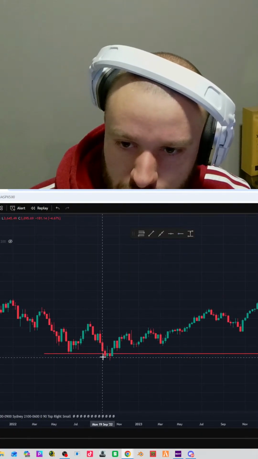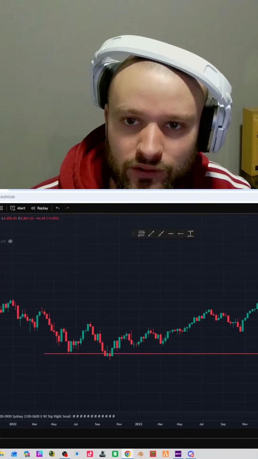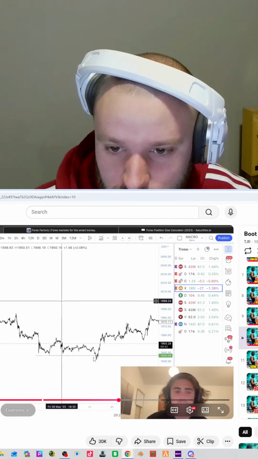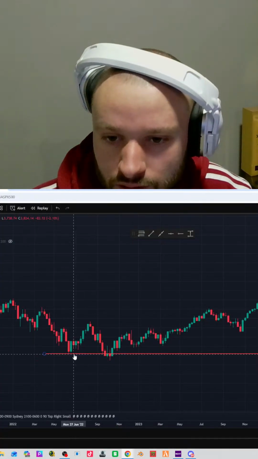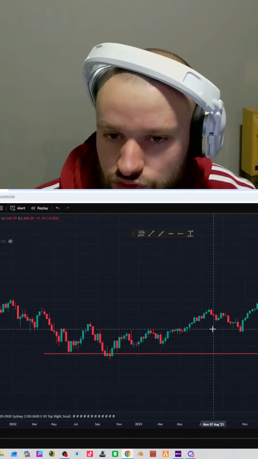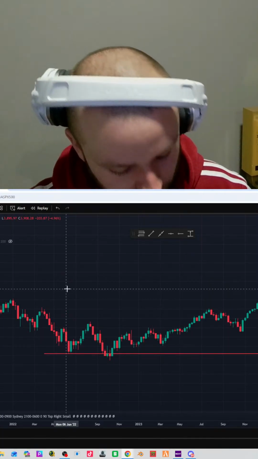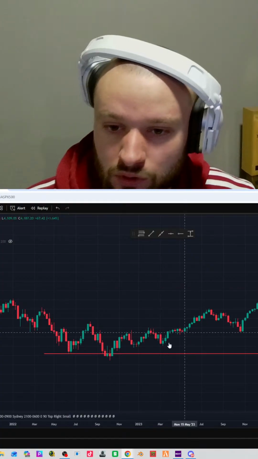Okay, pops up, breaks structure below it. Like in this example here, it broke structure below. You can see that candle from a mile away. And then it rallied up. So I'm gonna count this as 1 for the weekly. We're gonna do weekly, 4 hour and 15 minute. That's gonna be what we're gonna be working with.